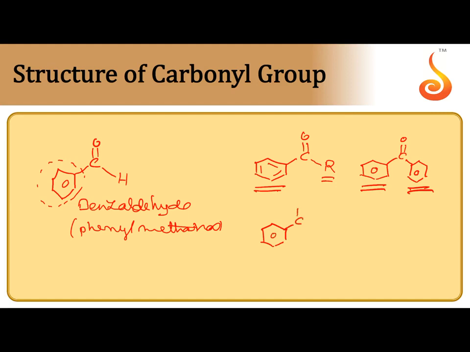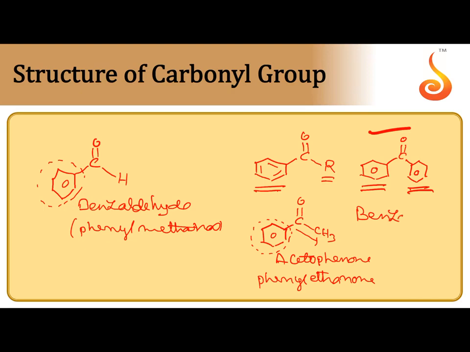If you take the example COCH3 attached to a phenyl ring, the common name is acetophenone. IUPAC name: phenyl is taken as the substituent, then the root word is eth, ane, one. So phenylethanone. Coming to the next one, diphenyl ketone is also called benzophenone, its common name.